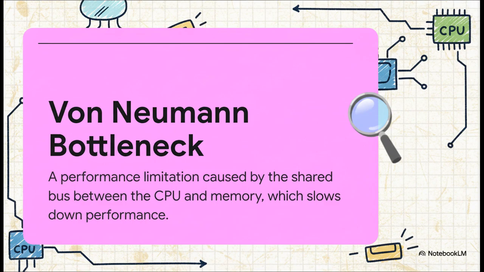It happens because both the instructions and the data have to travel down the same single-lane highway, the bus, to get to the CPU. So the CPU can't grab an instruction and the data it needs at the same time. It has to go get one, then go back for the other. That constant back and forth, that's the bottleneck. It's why even the fastest processor can feel slow sometimes. It's just waiting in line.